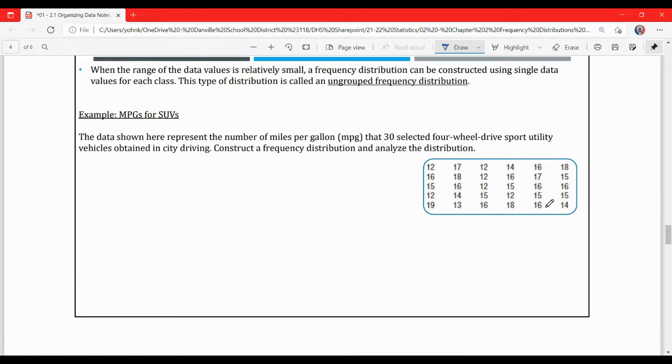Okay, so if we look here, we have 30 different values to represent miles per gallon. We need to do an ungrouped frequency distribution. That means every value is going to be listed. So we don't have to do a maximum, minimum, range, class width, because we're not putting them into classes. So we need to look at class limits. We need to look at class boundaries. Then we have tally. And then we have frequency.